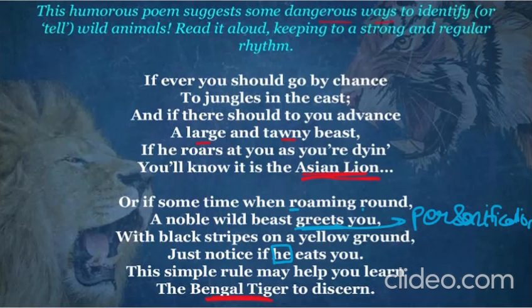Now let me explain. They are telling you again, in the same jungle, if you do not get an Asian lion but you're roaming here and there and there is a noble wild beast, noble as in gentle, that greets you, the characteristic is that it will have black stripes on a yellow ground. And if he is eating you, you have to understand that this is the Bengal tiger. Now look at the explanation of these two.